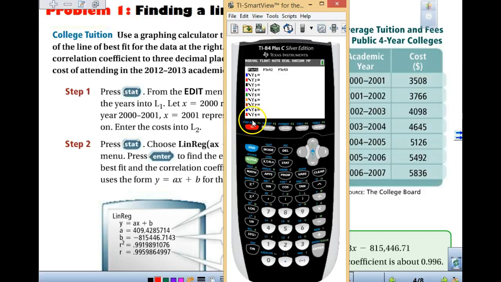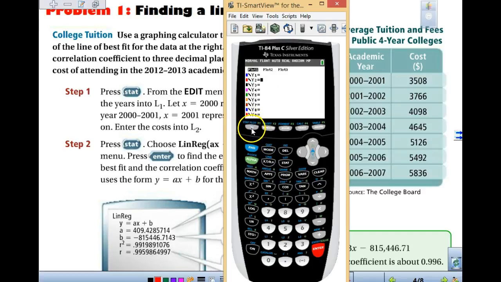Yours, if there's anything in there, please clear it. If there are any equations, so like if I would have had x minus 2, I want you to clear all of those. You hit the clear and you hit enter. So make sure all of yours are clear.